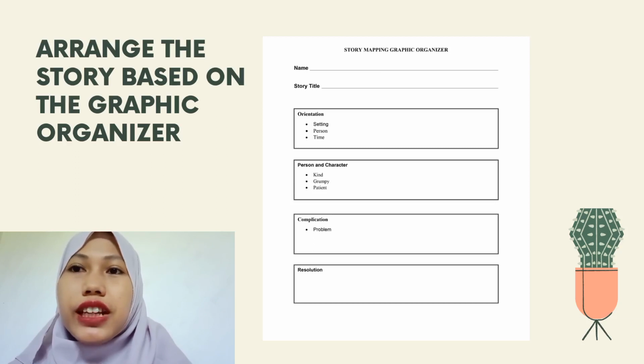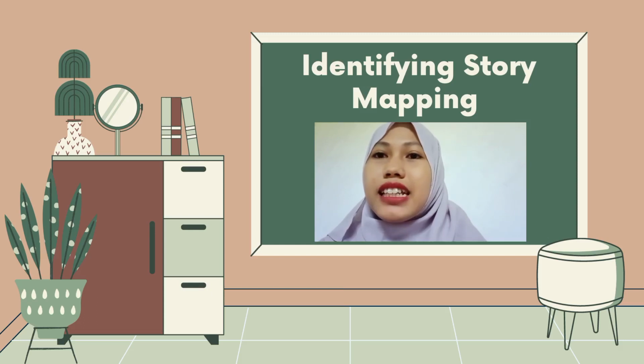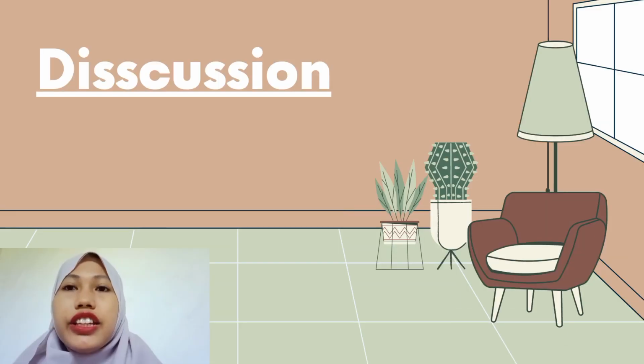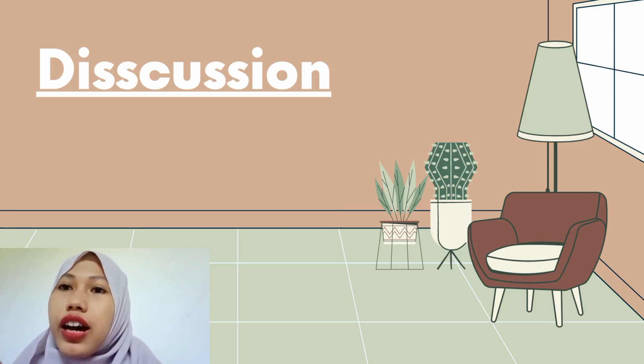After you finish reading the story, please arrange it based on the graphic organizer that has been prepared. Arrange the text so that it becomes a coherent story. Okay, please represent two people to read the story in front of the class. Let's identify the story mapping elements together. Any opinions or additions from you regarding the story that your friend has read? Or do you have a question about this material?